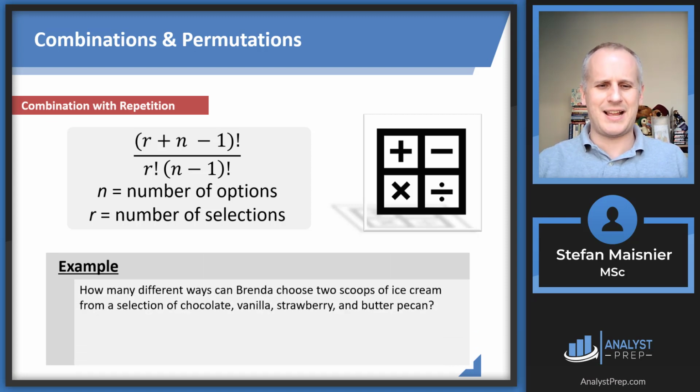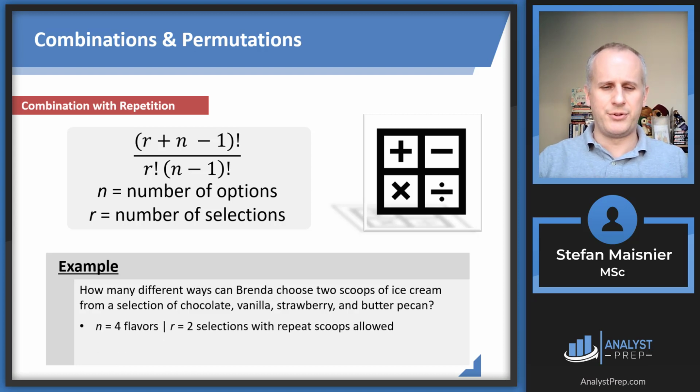And we start with just how many different ways can Brenda choose 2 scoops of ice cream from a selection of chocolate, vanilla, strawberry, and butter pecan. So we have to be careful, because chocolate and strawberry is the same as strawberry and chocolate, but chocolate and chocolate can still be chosen. I can just choose chocolate, chocolate, vanilla, vanilla, strawberry, strawberry, butter pecan, butter pecan. So there's a lot of different possible iterations that we have to account for. Now, if we remember the formula, it will work.